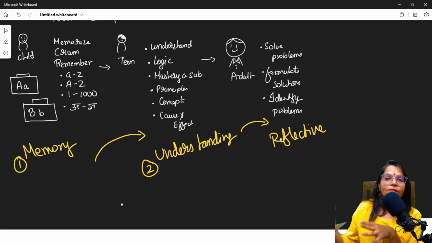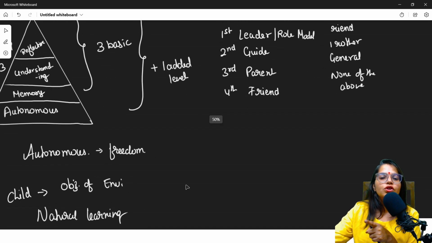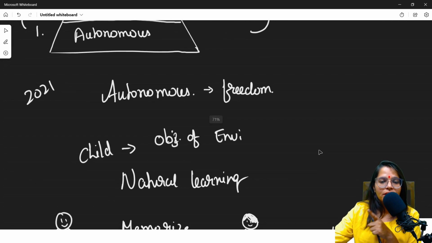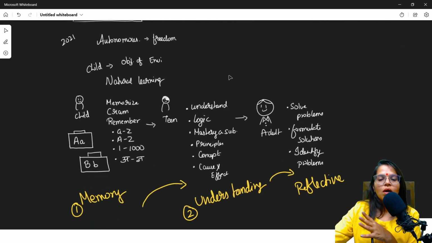And if I talk about the reflective level, the words they are going to use are solving a problem, identifying a problem, independent learner, formulate solutions, all that. So this is how you're going to differentiate between memory level, understanding level and reflective level. And you need to still remember there is also an autonomous level, which shows that it is natural learning, where a child is observing the environment and trying to figure out. So these are the 3 levels which I wanted to talk about today.